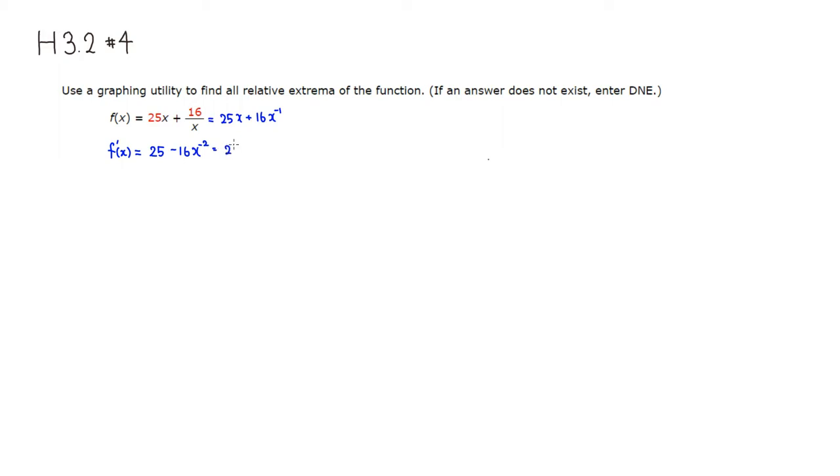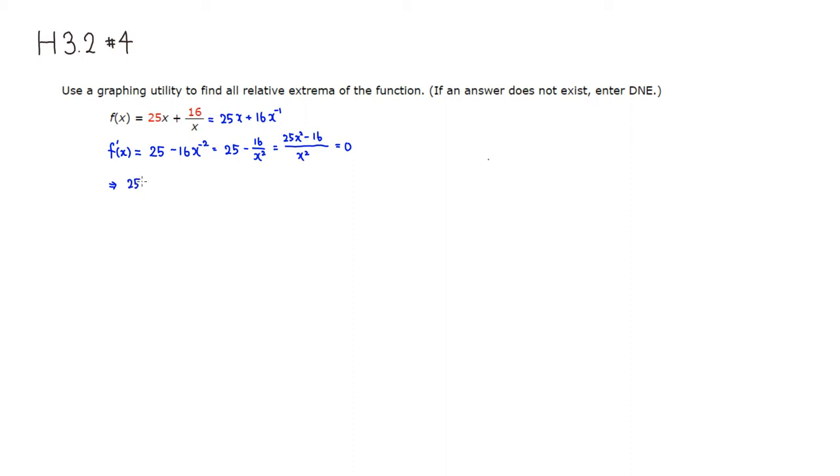It's 25 minus 16 over, so negative power puts x on the bottom, and since it's negative 2, it's squared. Then I'm going to find the common denominator, so you have x squared. 25 is 25x squared, then minus 16 here. We're going to set this equal to 0 so that we can find critical numbers. We're going to set the numerator equal to 0.